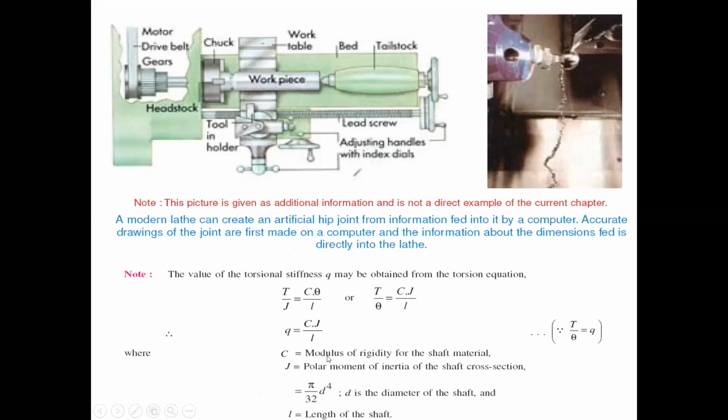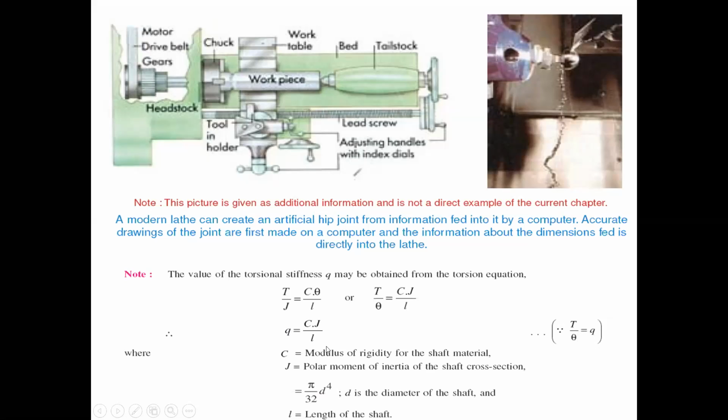Now, for getting the q value, let us take the torsional stiffness equation, that is T by J equals C theta by L. Similarly, we can write T by theta equals Cj by L. Here T by theta is also replaced with the stiffness Q. So Q equals Cj by L. So T by theta equals Q. The torque value T by theta is replaced with torsional stiffness Q. Therefore Q means Cj by L.